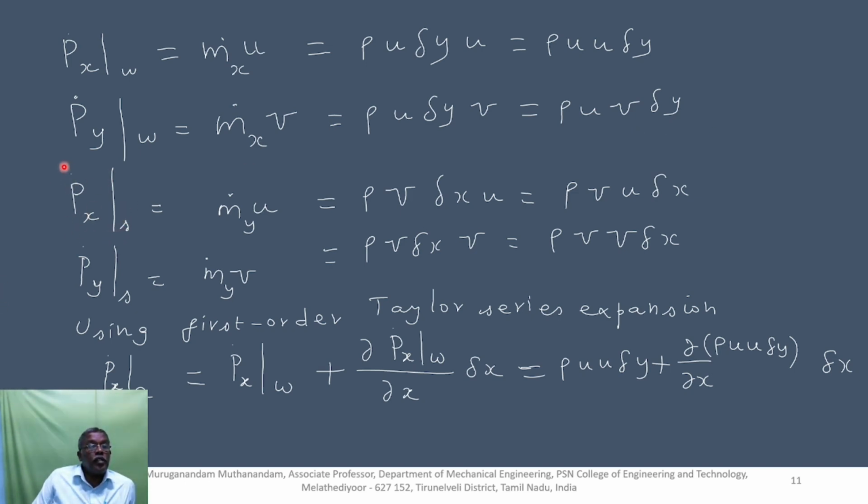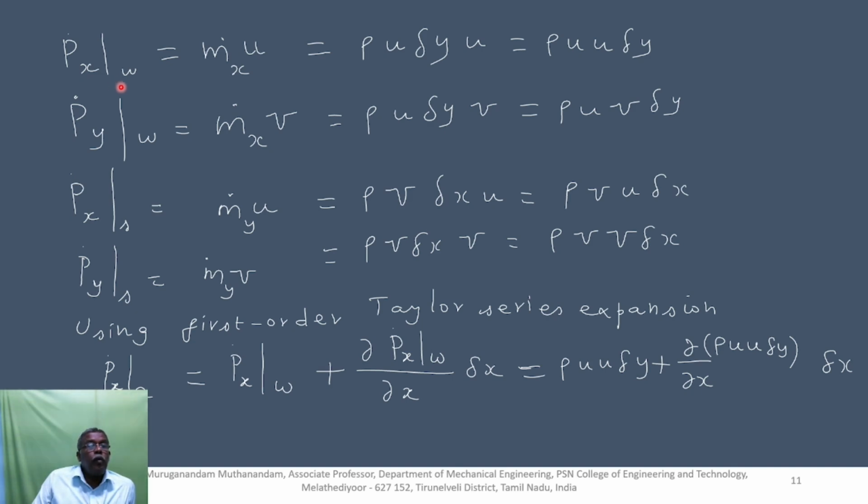Momentum flow in the x direction on the south wall, due to the mass flow in the vertical direction, m dot y u, is rho v u delta x. Similarly, momentum flow in the vertical direction due to the mass flow in the vertical direction, m dot y v, is given by the product of rho v v delta x. These are the momentum flows which are entering into the control volume.